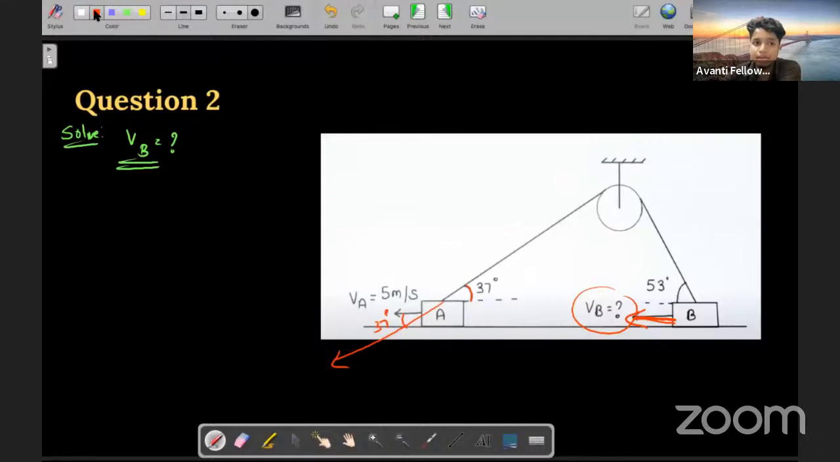Now, students, as I said, since VA is moving in this direction, there will be a component along this direction also, that is VA cos 37 degree. Now we know that VA is 5. So what is it? 5 cos 37 degree. Now students, along this point, this point, and this point, it will be VA cos 37 degree. The velocity will be same over here.